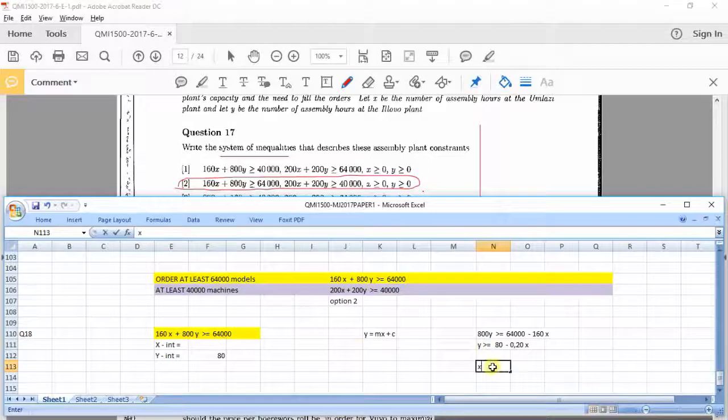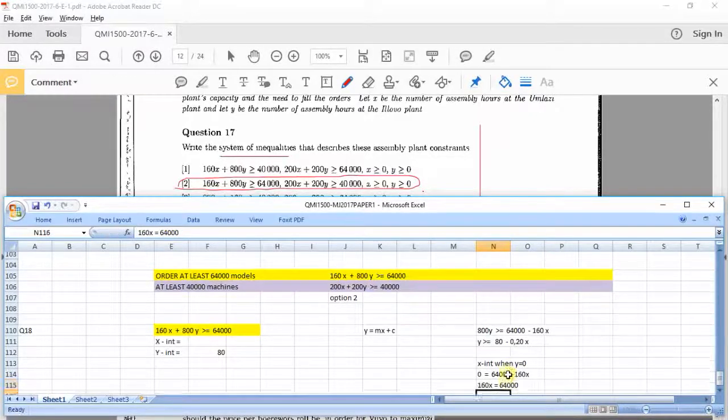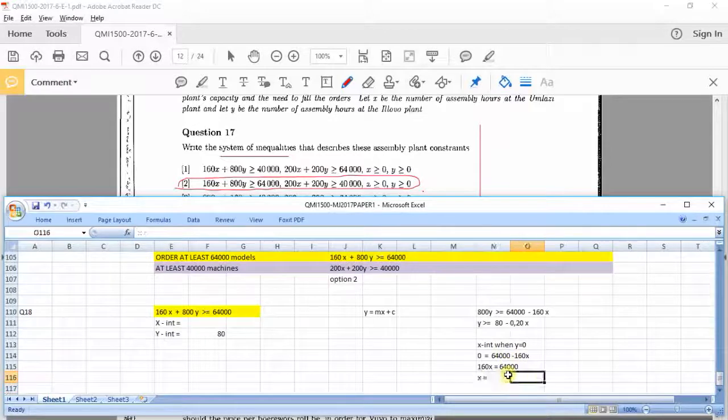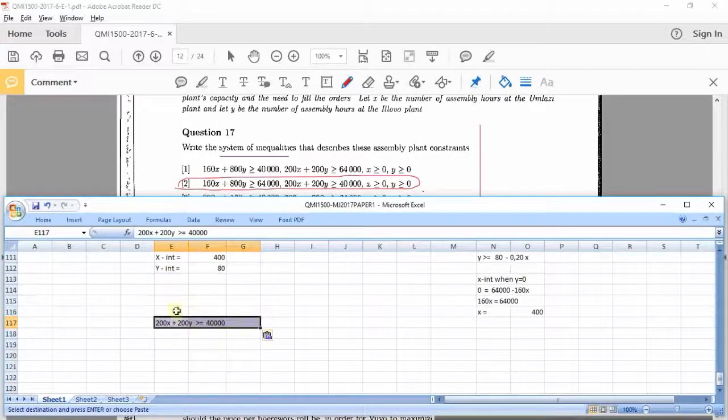The x-intercept I get when y is 0. So let's make y 0: 0 equals 64,000 minus 160x. So 160x equals 64,000, and x equals 64,000 divided by 160, which equals 400. So I've got 400 there. Then I need to do the same thing for this one.